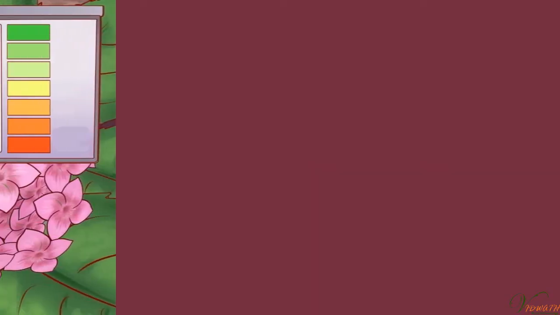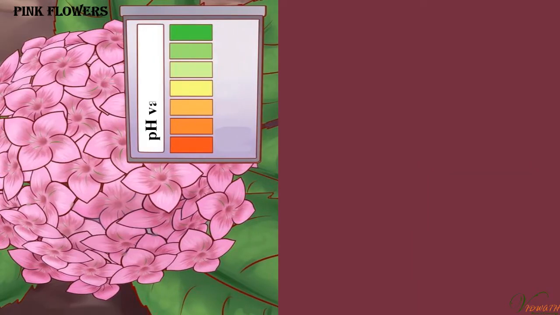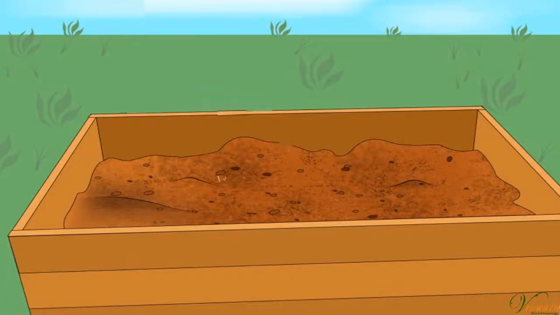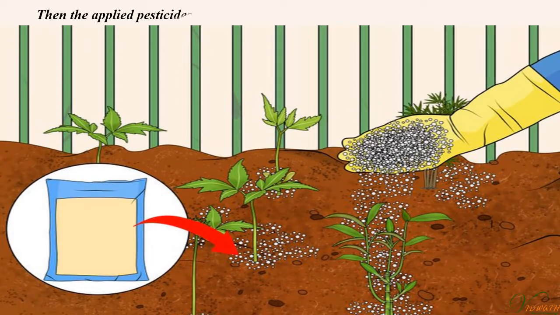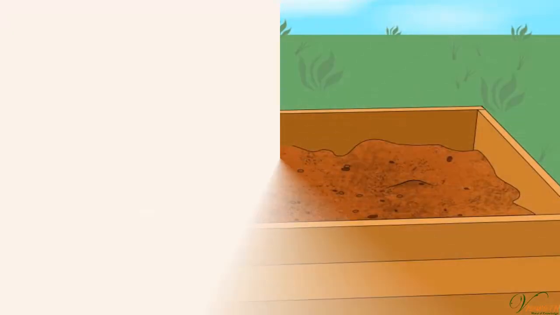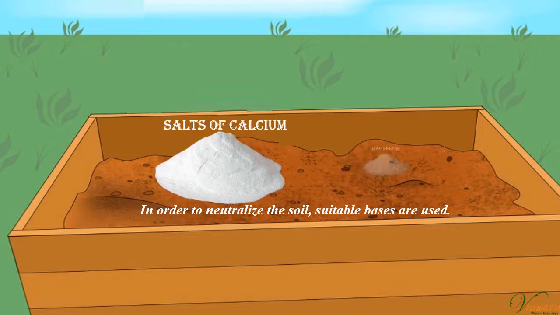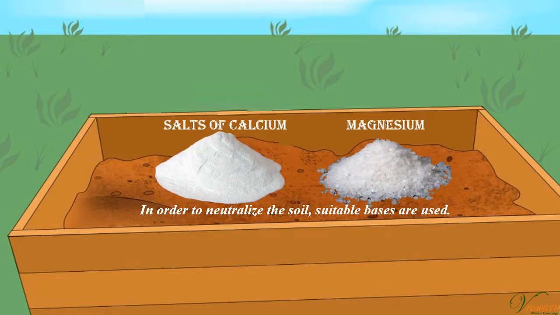Hydrangea produce pink flowers when the soil has a pH value of 6.8 or higher, and blue flowers when the pH value is 6.0 or less. If the soil is acidic, then the applied pesticides, herbicides, and fungicides will not be absorbed by the soil. In order to neutralize the soil, suitable bases are used. Generally, salts of calcium or magnesium, which are basic, are used to neutralize soil acidity.